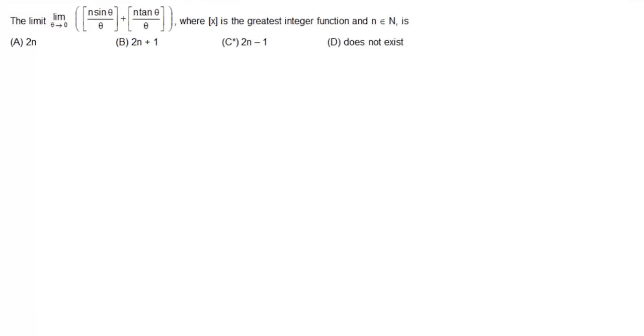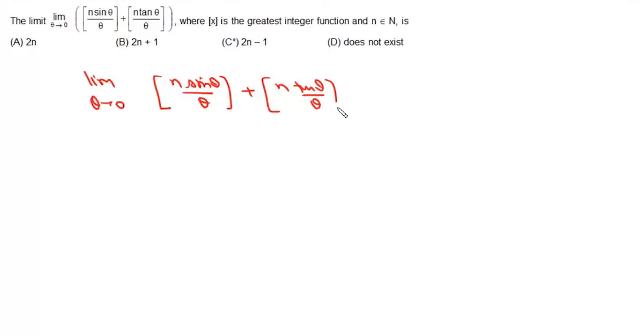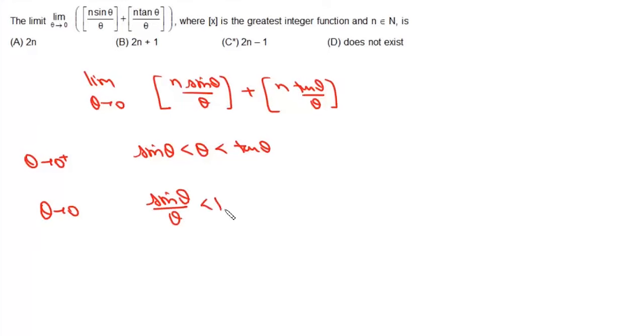Now here the question is, find this limit as theta tends to 0 of the greatest integer function of n sin theta upon theta plus n tan theta upon theta. Now we know that sin theta is less than theta is less than tan theta when theta tends to 0 positive. Or we can write, when theta tends to 0, sin theta upon theta is less than 1 and it is less than tan theta upon theta.